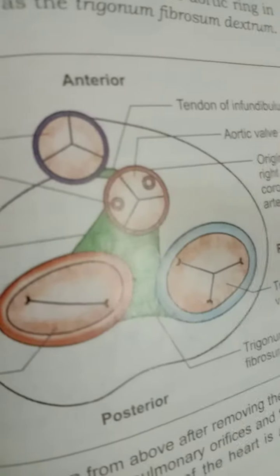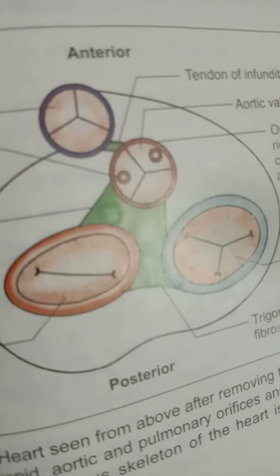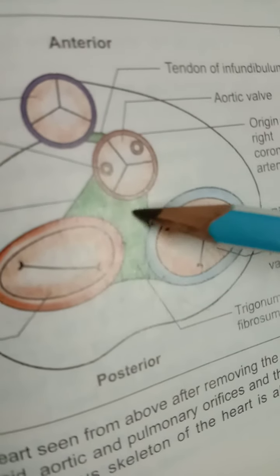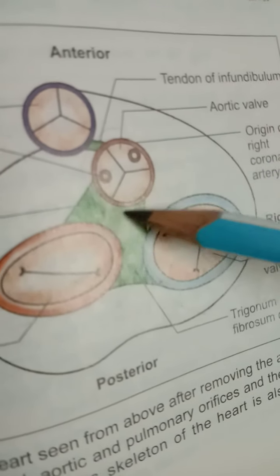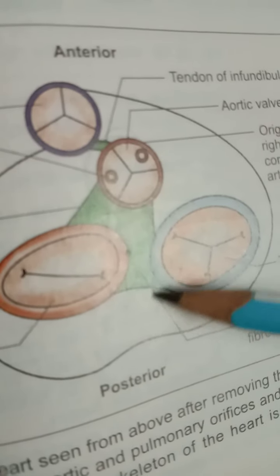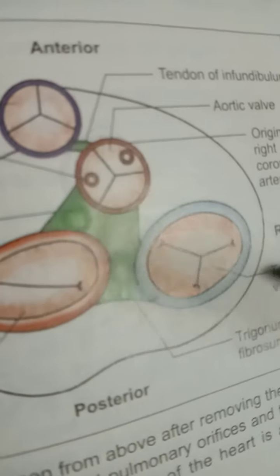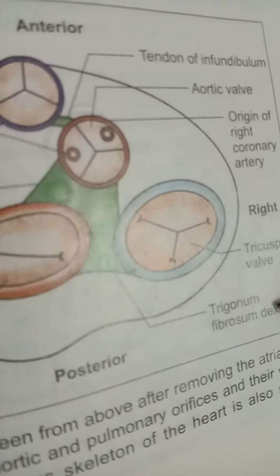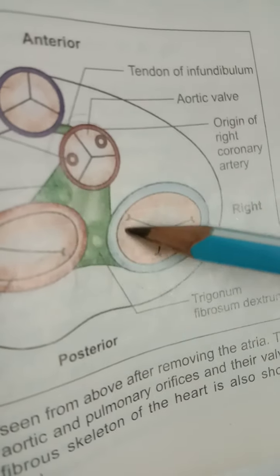Then the second: in this diagram we can see a large mass of fibrous tissue between the atrioventricular ring behind and the aortic ring in front. This is the atrioventricular ring behind and anteriorly the aortic ring. This is known as the trigonum fibrosum dextrum, where the fibrous tissue is present.